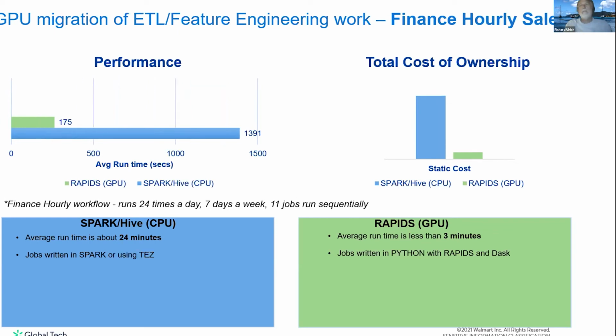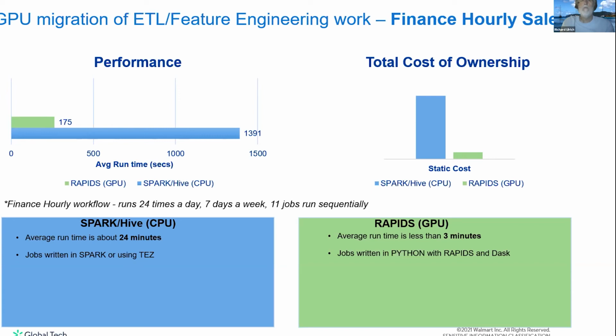Similarly, we did the same type of thing for finance hourly sales. This one, however, instead of running once a day, runs 24 times a day, 7 days a week. Similar types of jobs, because it's similar KPIs used for the business, except here they're looking at hourly as opposed to daily accumulations.